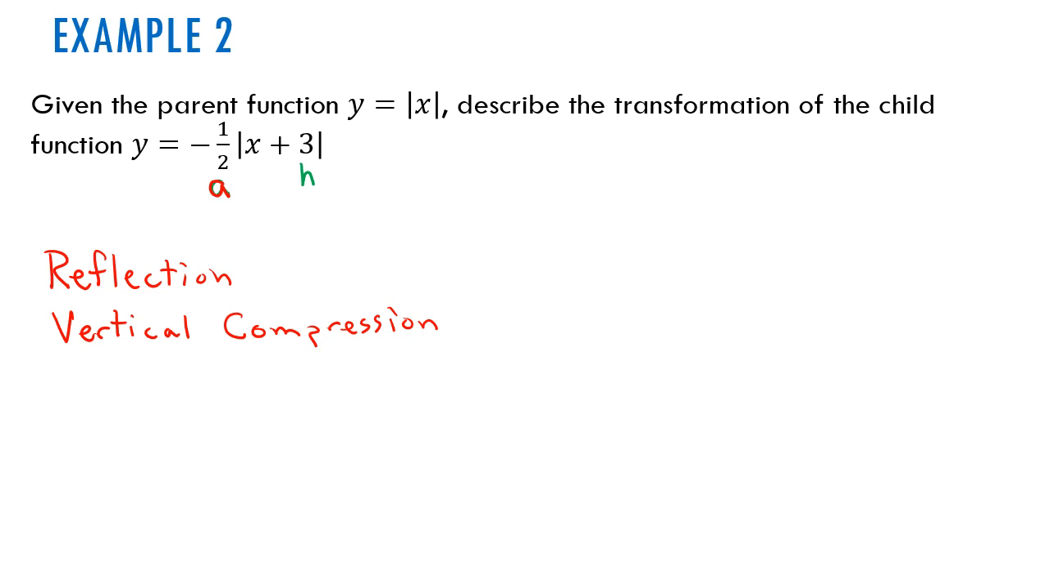All right, so now we have to talk about the h. It says x plus 3. So we have plus 3 for h. We go the opposite direction. So instead of going to the right towards positive 3, we go the opposite direction. So we have, it translates left 3 units.